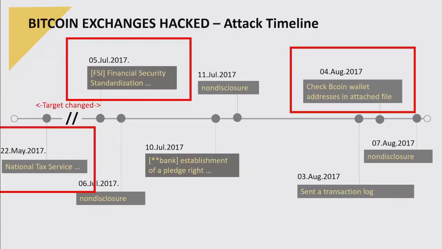This is the attack timeline of Bitcoin exchanges from May to August last year. In total, there were 8 spear phishing email attacks targeting users of Bitcoin exchanges and exchange service providers. The first attack was launched in May last year. The attack targeted users of Bitcoin exchanges, and after 2 months, the target of the attack changed from users to exchange providers. I will talk about what happened last year in May, and 2 out of 8 emails used to hack the Bitcoin exchange.